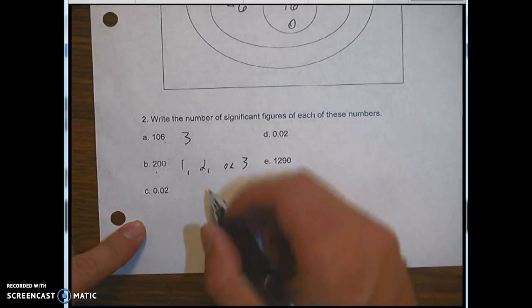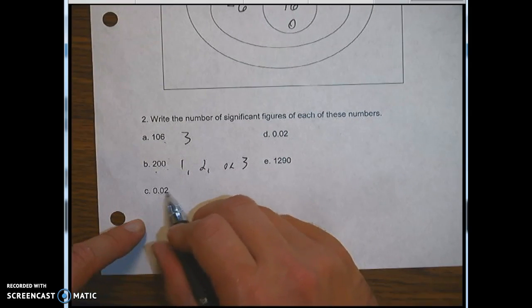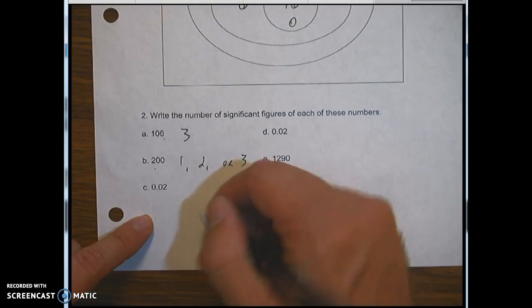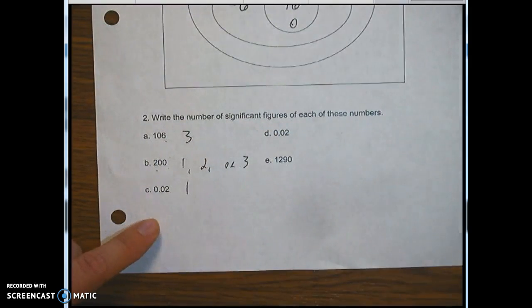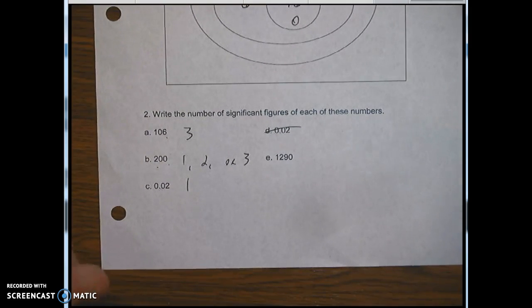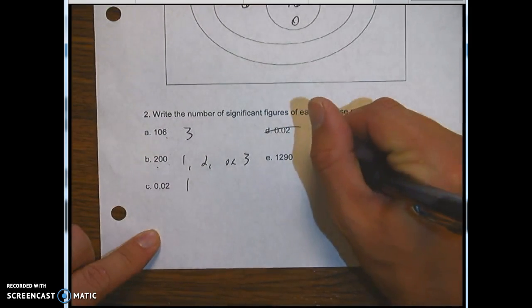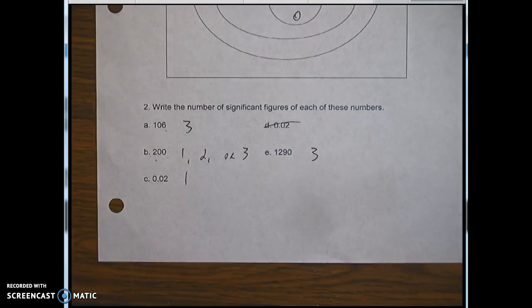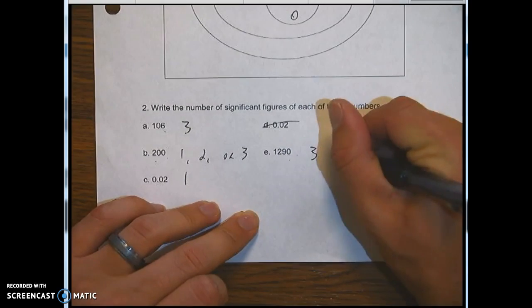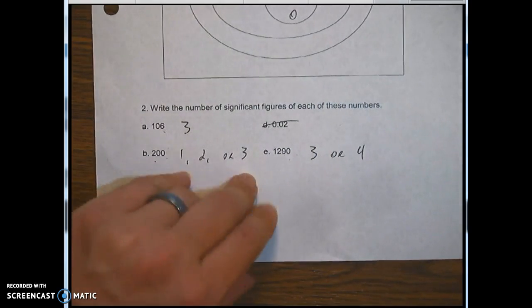Now here, any zeros to the left are never significant. Therefore, this has 1 significant figure. It's just a 2. That's a repeat. This last one, the 1, the 2, and the 9 are definitely significant. So you could put 3 there. But depending on the context of the problem, that 0 might be significant as well. So I'm going to say this is 3 or 4. Those are the first 2 problems on the homework.